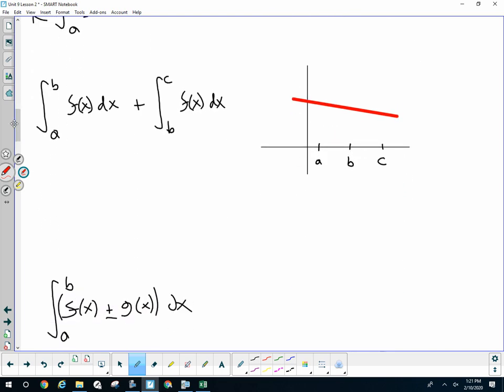This one's an easy one to understand. We have an integral from a to b plus an integral from b to c under f. Go ahead and discuss with your neighbors what do you think that's equal to. Yeah, a to c. That's not bad at all, right?